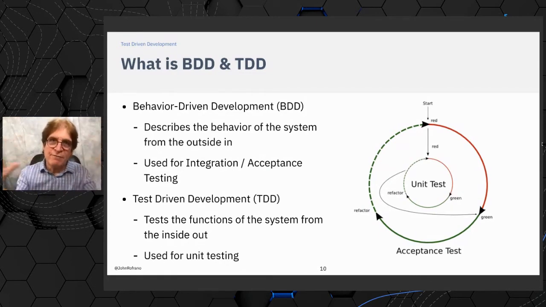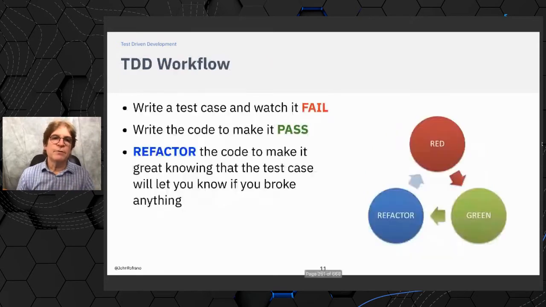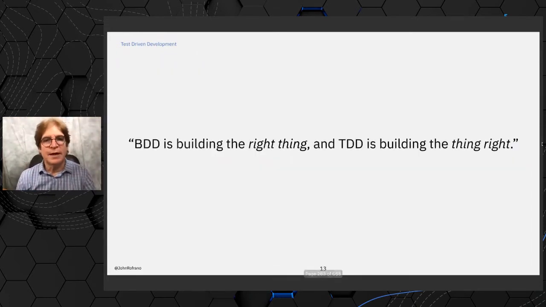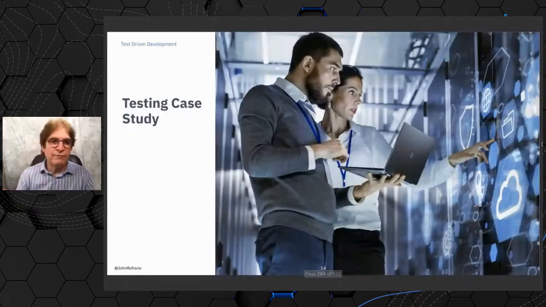Behavior describes the behavior of the system from the outside in, and testing tests that it's doing the right thing from the inside out. So there's this red-green-refactor workflow where you write a test case, watch it fail, and then you write some code to make it pass, and then you refactor it to make the code better. So it's a continuous cycle between TDD and BDD, right? You're outside in, inside out. You're working back and forth all the time. So BDD is building the right thing, getting the right behavior. TDD is building the thing right, making sure that it behaves correctly.